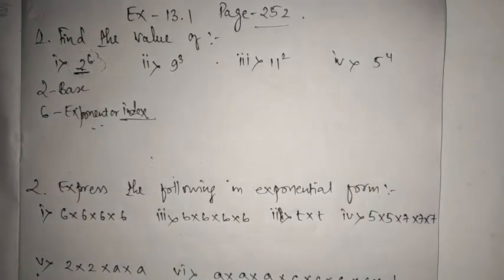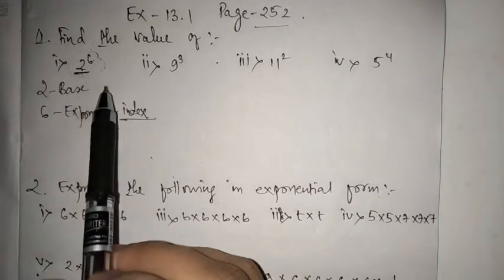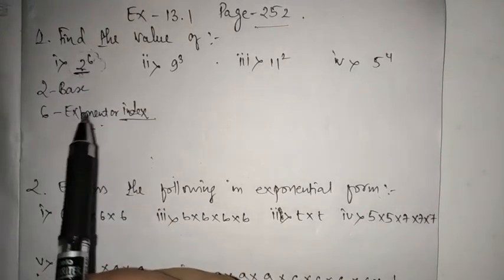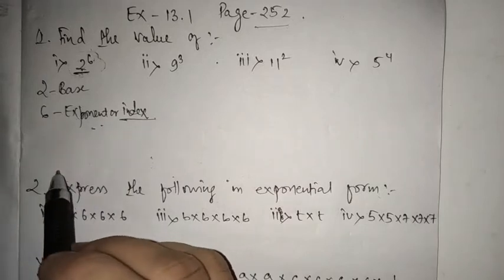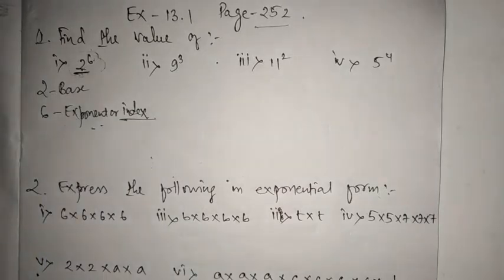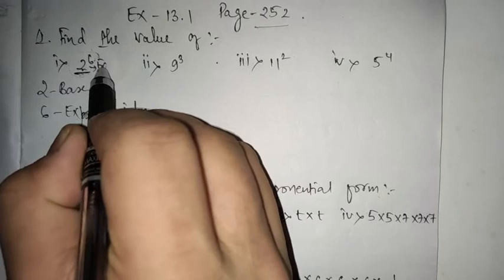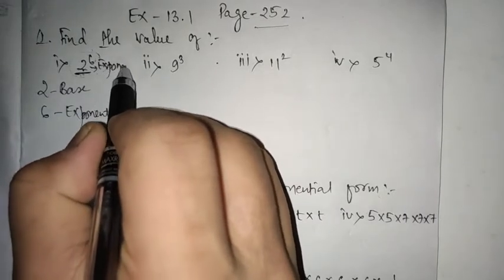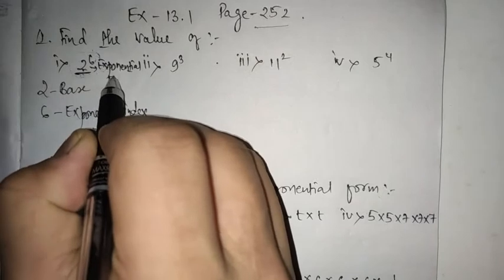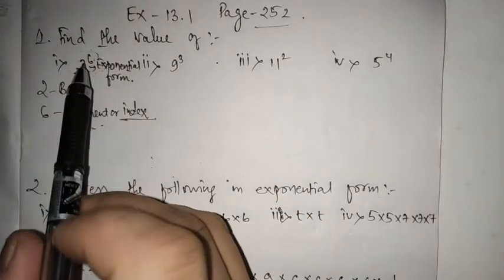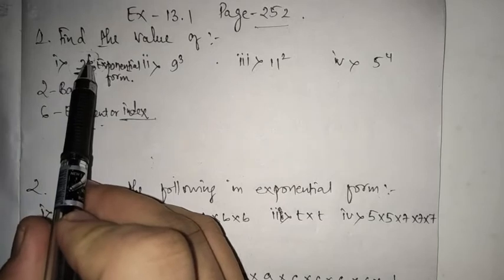Now you have to find the value of 2 to the power 6. If you get this type of question, this represents how many times to multiply the base by itself. Exponents mean that only. If it is written like this, it is called the exponential form. Why is this called exponential form? Because exponents are there.